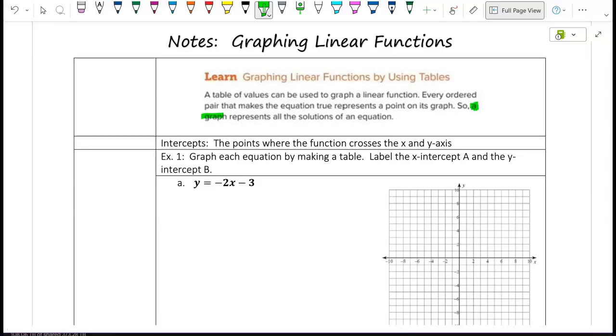That's a very important statement. A graph represents all the solutions of the equation. So when you see a line, any point on that line is a solution to that equation.